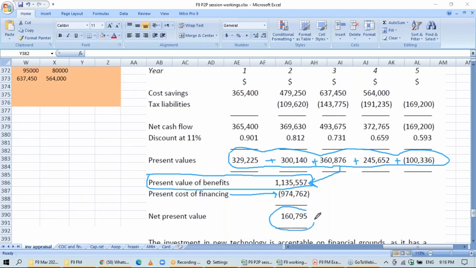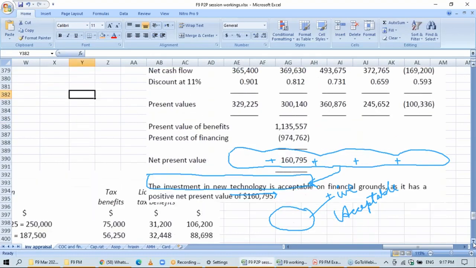So this gives you an NPV of 1,60,975. As this is positive, the project is acceptable. So according to this working, the investment in new technology is acceptable on financial grounds, right? So that's the decision to this. And now let's move on to the next working, next part.